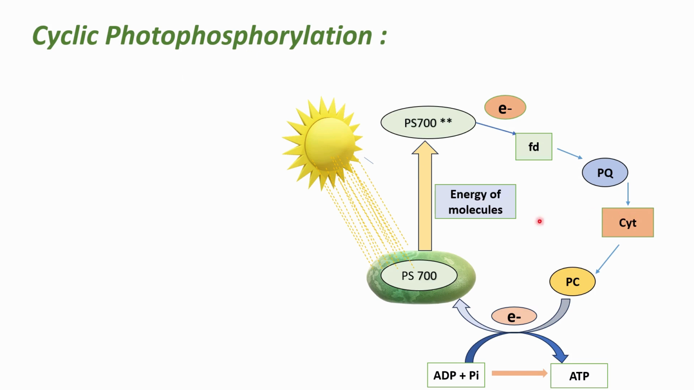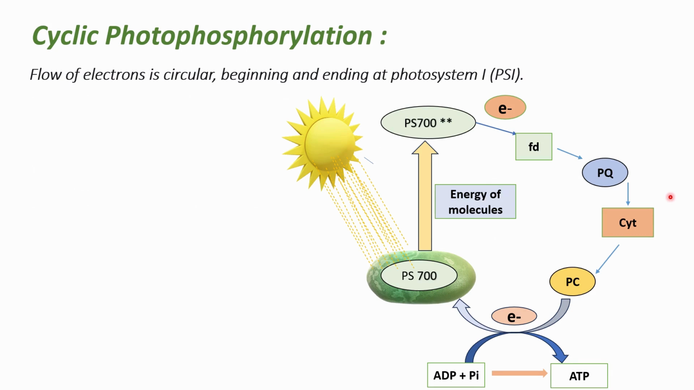Why? Cyclic means it happens in the form of a cycle, photo means in the presence of sunlight, and phosphorylation means the addition of phosphate ions, which is nothing but gaining energy. So in cyclic photophosphorylation, you can see the gaining of energy, the formation of ATP molecules, along with the flow of electrons through a cycle. Okay, so this is the whole cyclic photophosphorylation.